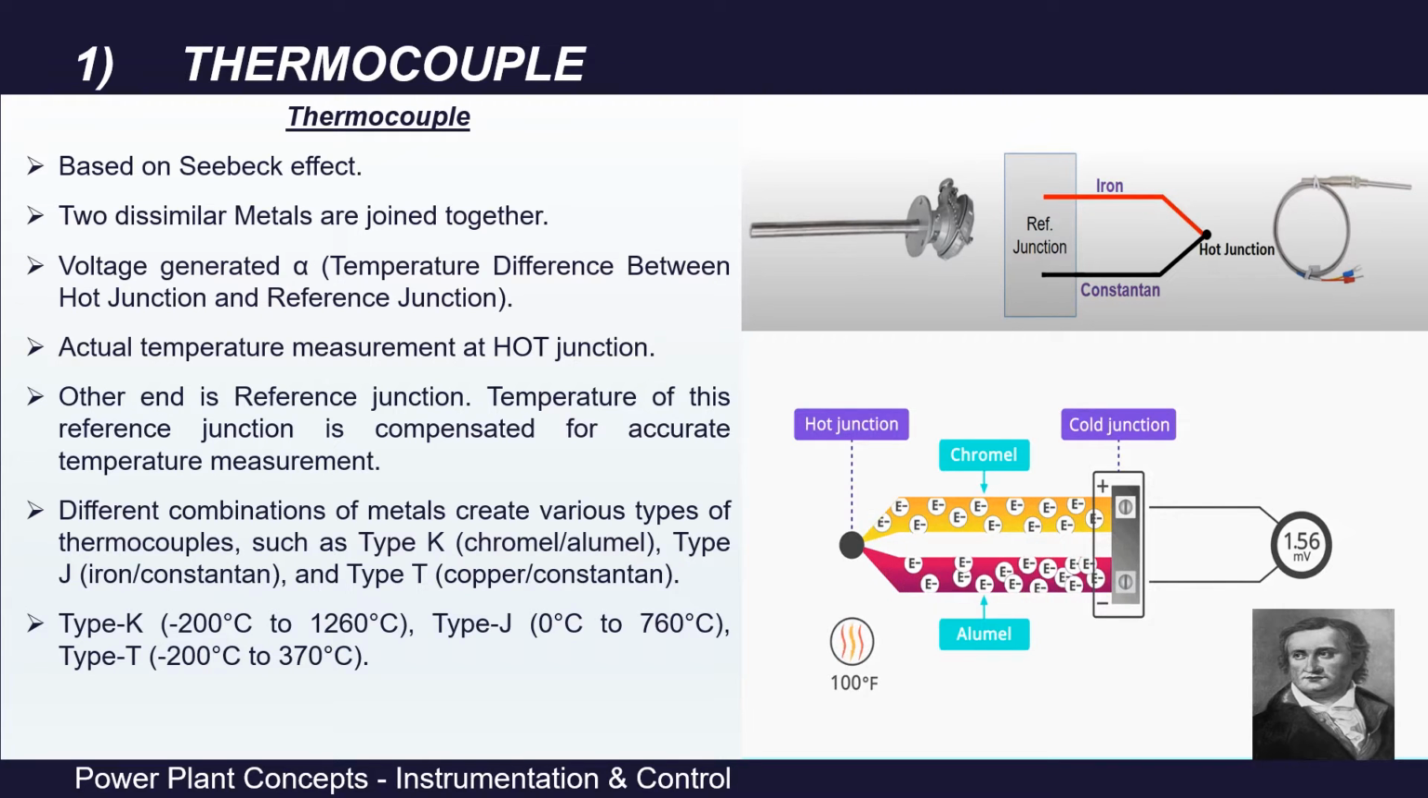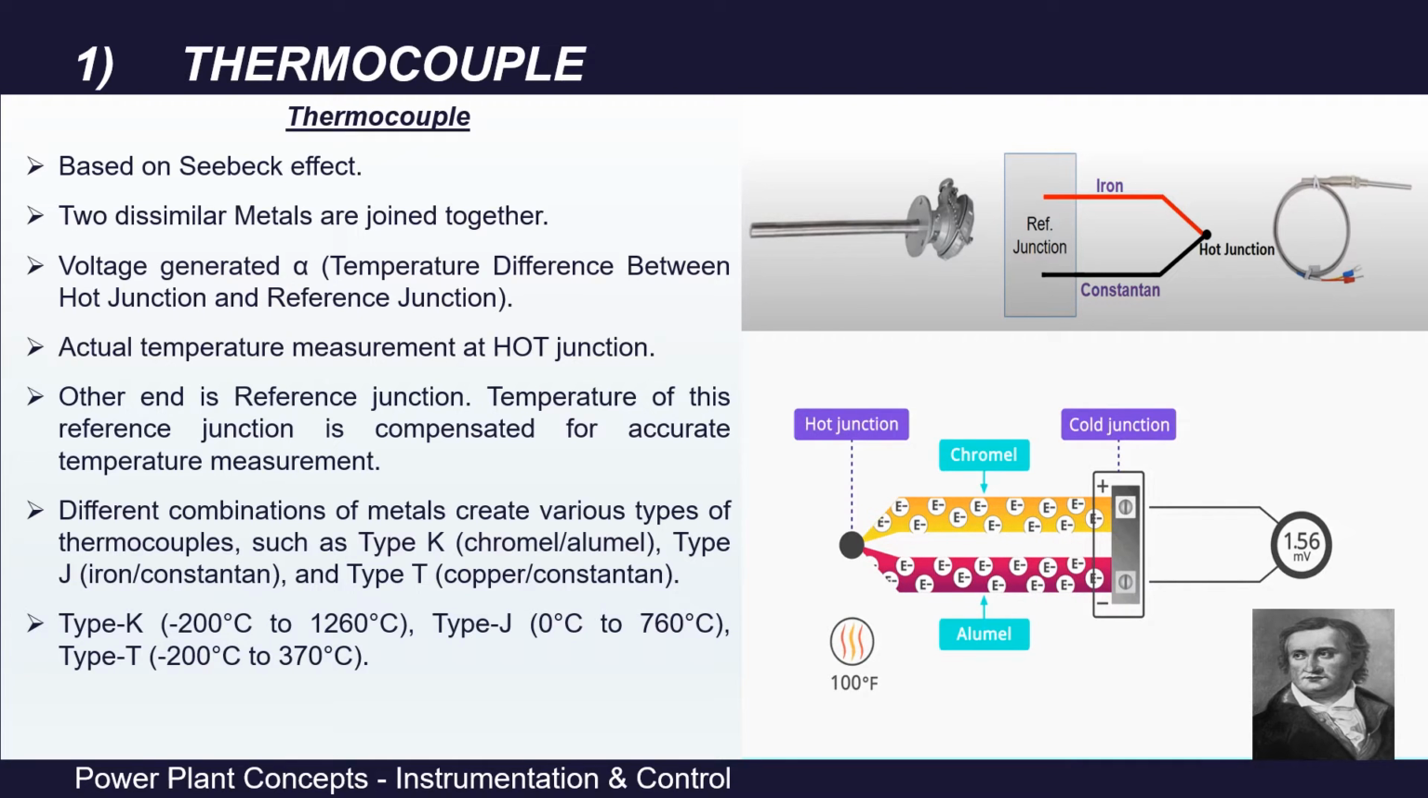Thermocouple is a temperature measuring device which is widely used in power plants for its simplicity and versatility. They consist of two wires, basically different wires, joined at both ends, and the voltage generated at the junction is proportional to the temperature difference between the two junctions. It operates on the Seebeck effect.